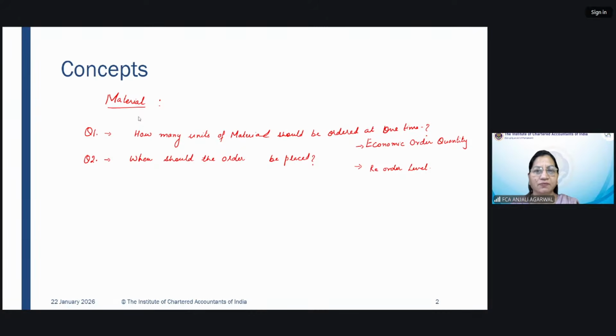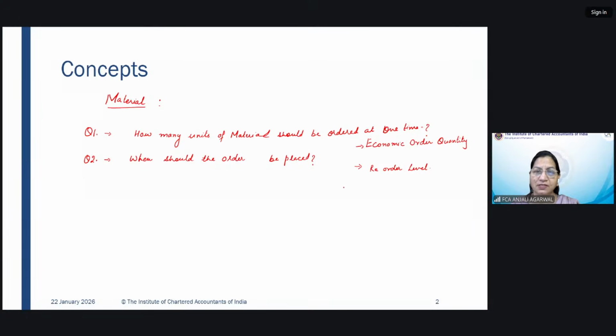Right. So it is based on use, how much is the usage, and from where are you procuring the order? Is it far off or is it nearby? So there are so many factors which influence this decision of how many units of material should be ordered at one time. Our second question is when should you place the order?